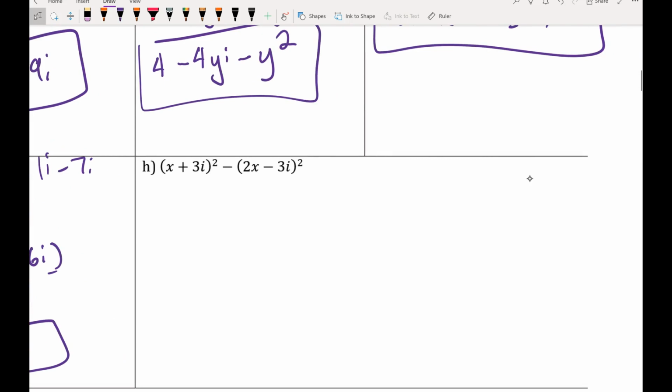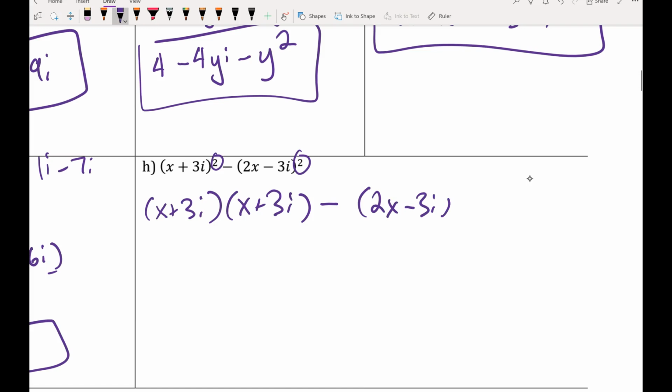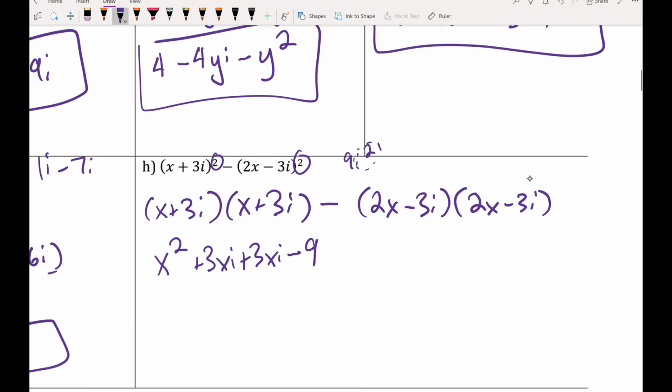H. This one's a little bit more lengthy because you can see that we've got two binomials squared. So we're going to have to do that distributing process twice and then distribute that negative to my terms over here and combine like terms. So let's see what happens here. x times x is x squared plus 3xi plus 3xi. 3i times 3i is 9i squared, but remember i squared is just negative 1. So I'm just going to make that minus 9.